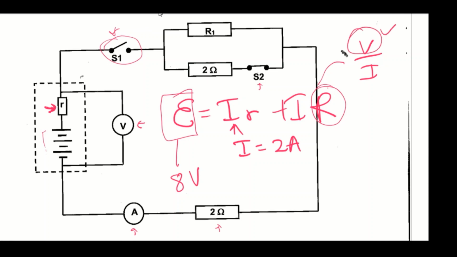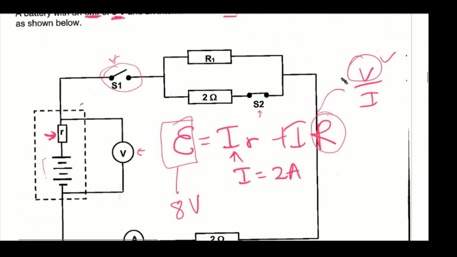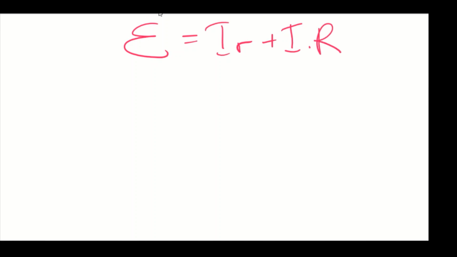We already know this voltage, which is the given one here, which is 6.86, and we're just going to substitute the I here. Then we find this small r. So let me do it right next here. We have EMF is equal to I multiplied by the internal resistance plus I, which is the current, multiplied by the total resistance, right? E is equal to I multiplied by r plus I multiplied by R, so we're just going to change the R.